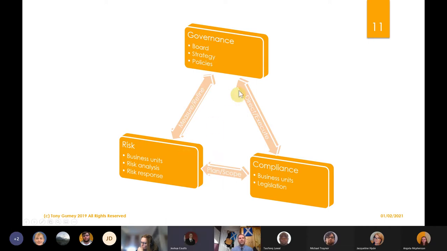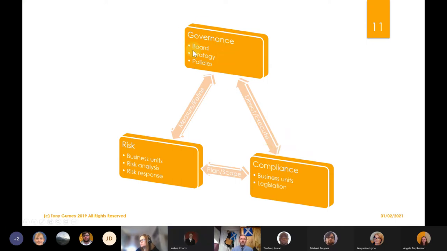There's a continual back and forth here between governance and risk. Those in the organisation identify the risks, feed it back in. Same sort of thing with compliance. What is it that we have to comply with? A government decides to implement Brexit. All of a sudden, there's a whole pile of new regulations. What is it we have to do?